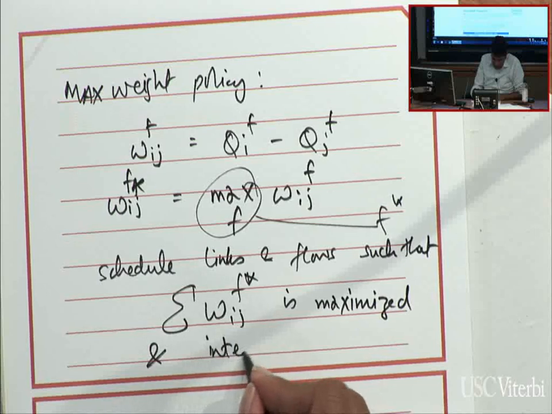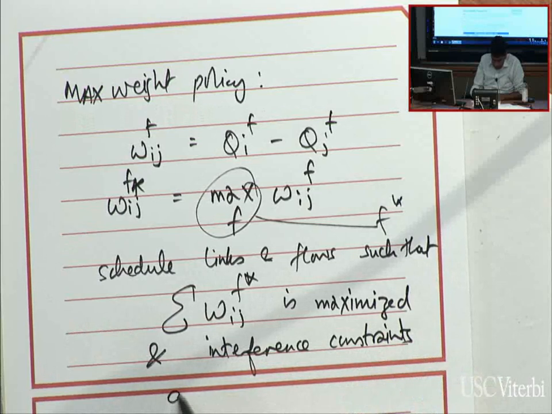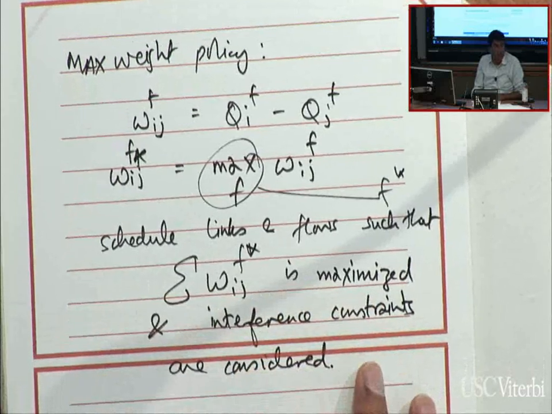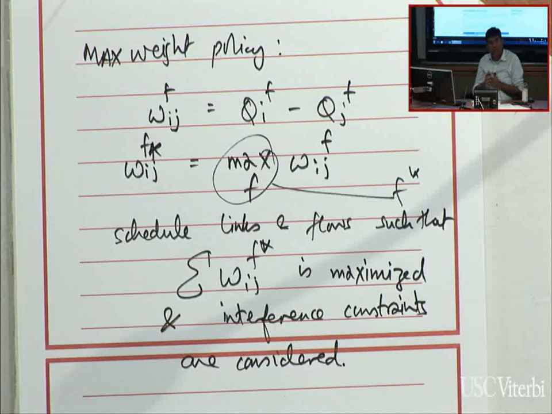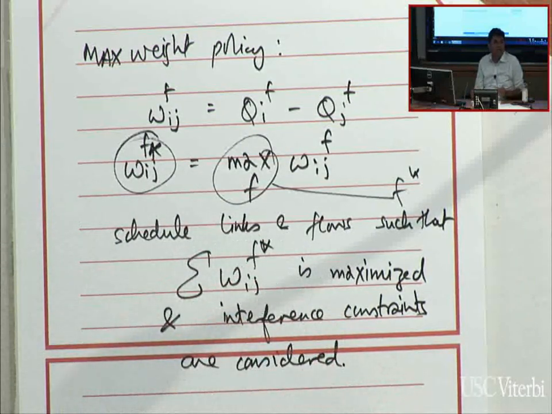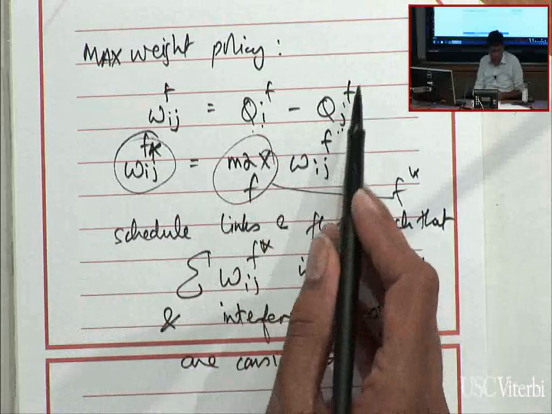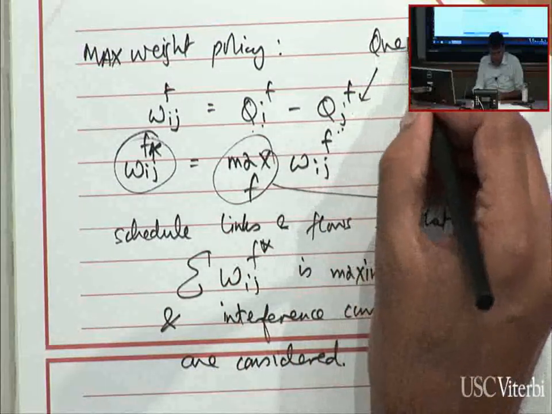and interference constraints are considered. So what I mean is you only schedule links that respect your interference constraints. So you're not allowed to turn on links if they're going to interfere with each other. So you turn on links in such a way that the total of the Wij star values on the links you turn on is as high as possible. And the way you come up with these weights is you look at the Q differential between node I and node J for each flow, and you take the maximum over all flows of that Q differential. So this is called a Q differential, or Q back pressure.